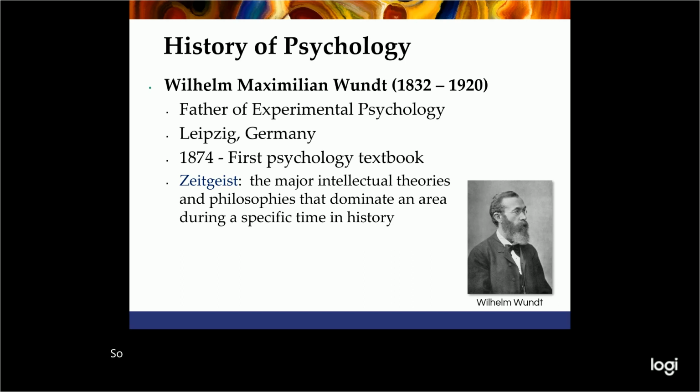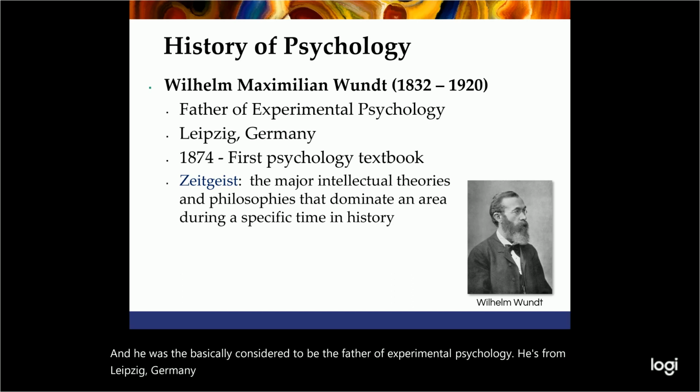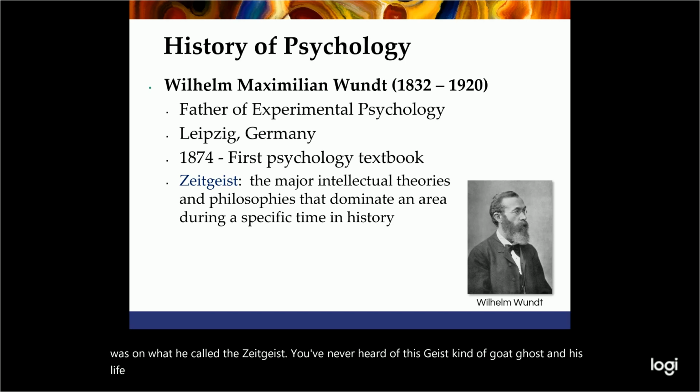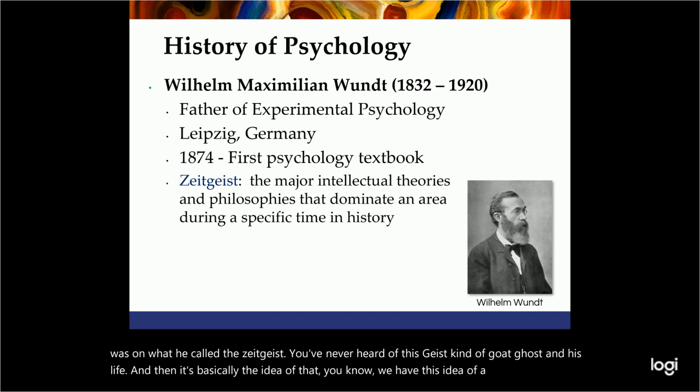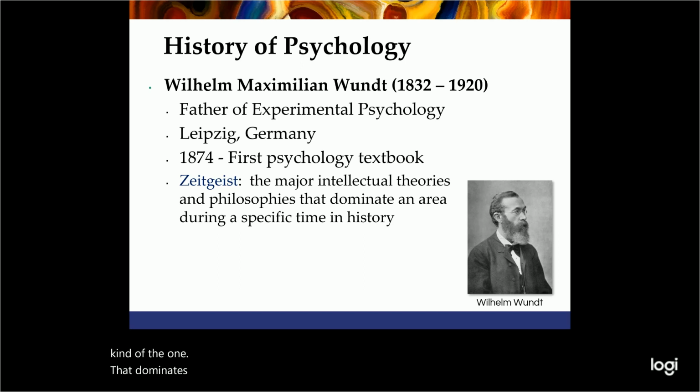So we start with William Wundt, also known as Wilhelm Wundt, and he was basically considered to be the father of experimental psychology. He's from Leipzig, Germany, and in 1874 he did the first psychology textbook. His focus was on what he called the Zeitgeist. If you've never heard of this, Geist is kind of ghost, and Zeit is life. It's basically the idea that we have this idea of a soul, and this one is kind of the one that dominates the theory of psychology as we go forward.